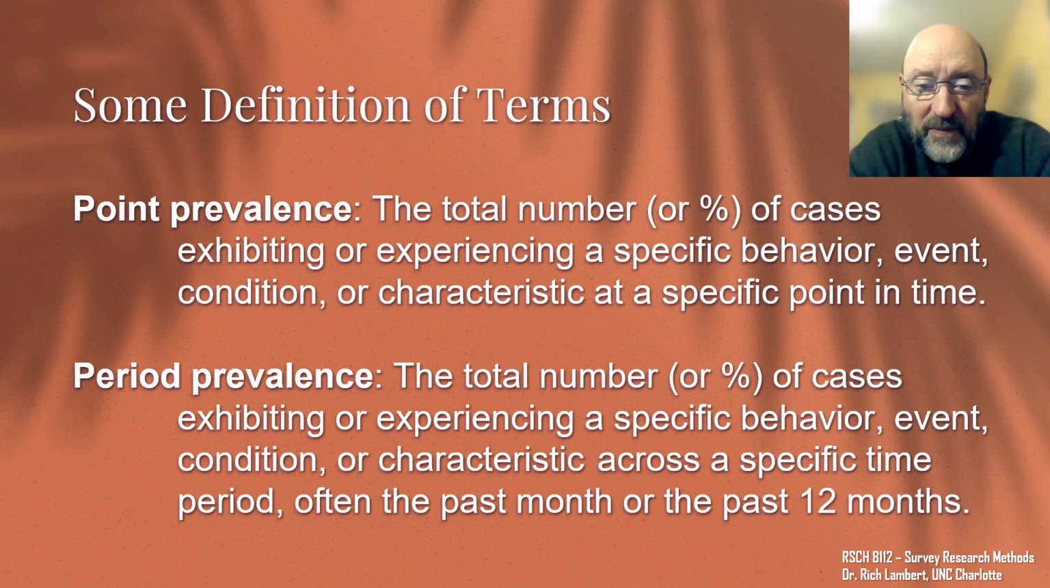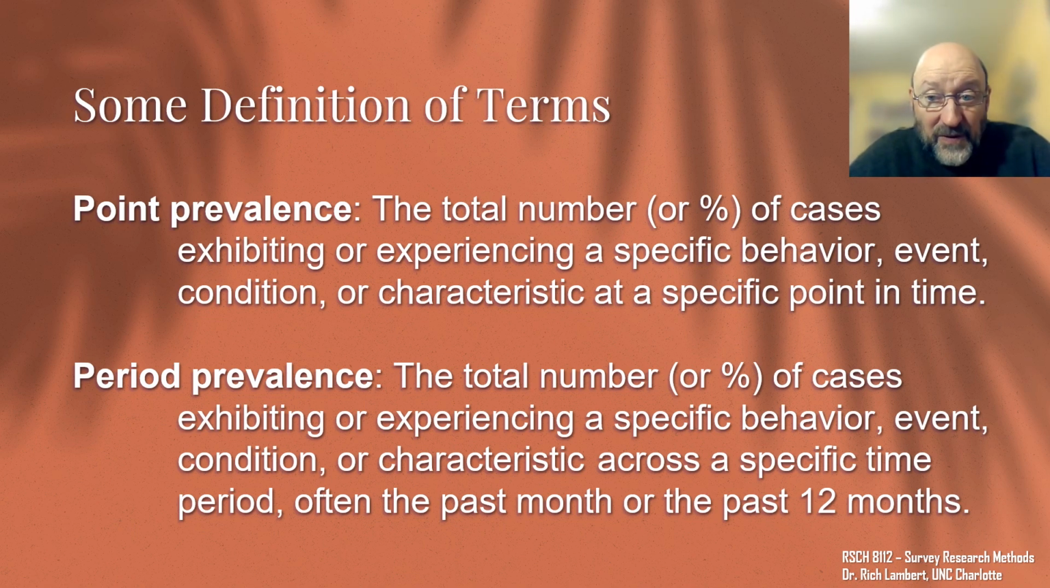So let's look at the first term. The first term is what we call point prevalence, and this is the total number or the percentage of cases exhibiting or experiencing a specific behavior, event, condition, or characteristic at a specific point in time. We're going to look at some examples of this so that these terms come to life a little bit.